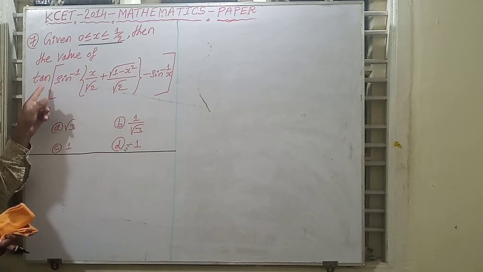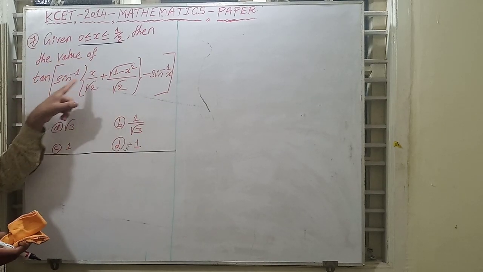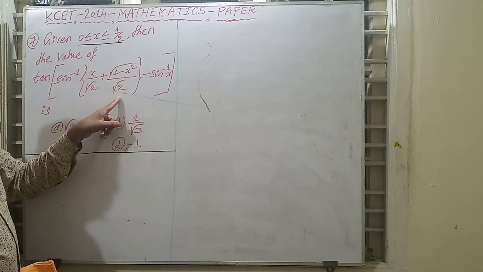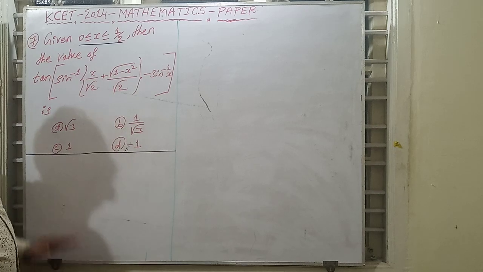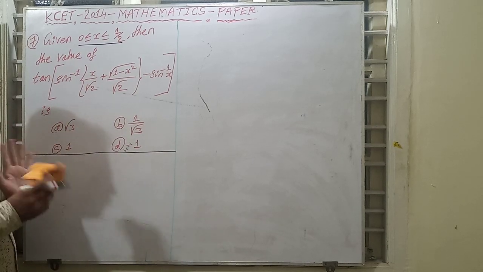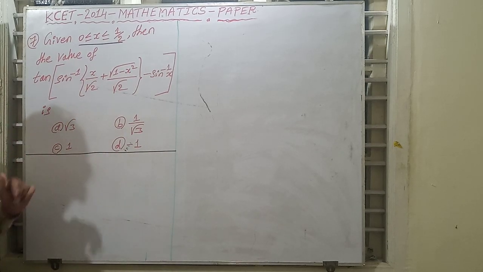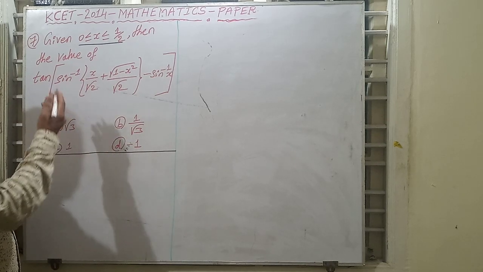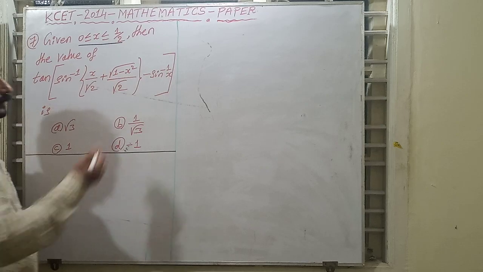Then we have to find out the value of tan of sin inverse of x by root 2 plus square root of 1 minus x square divided by root 2, minus sin inverse x. So it is a mixture of trigonometry and inverse trigonometry problem. So as usual, if we go to solve it, we have to use the substitution method. We take substitution x is equal to sin theta.